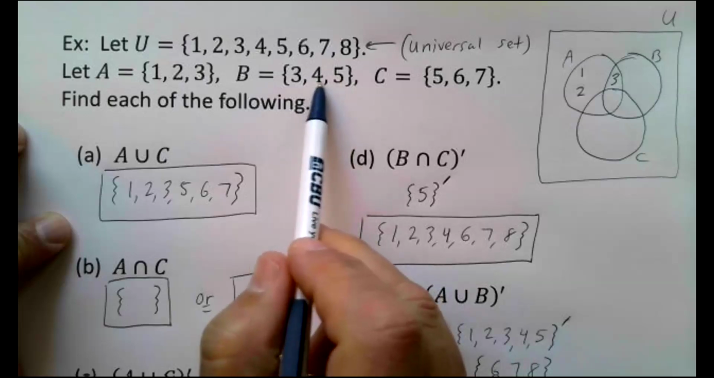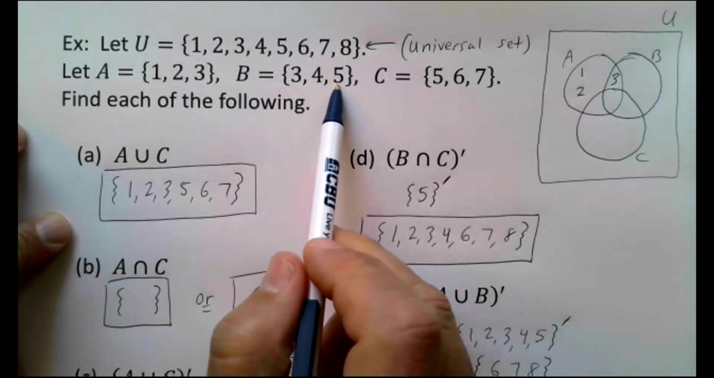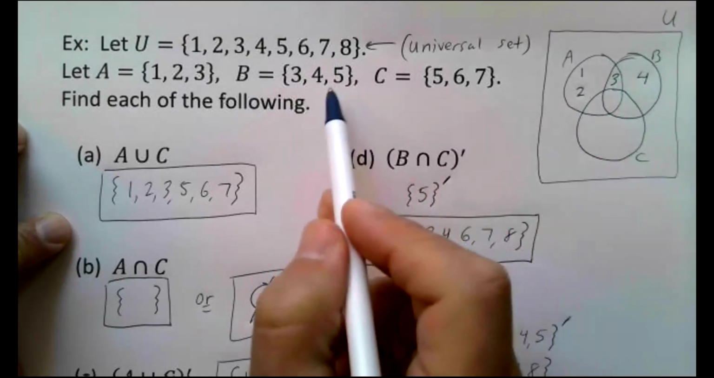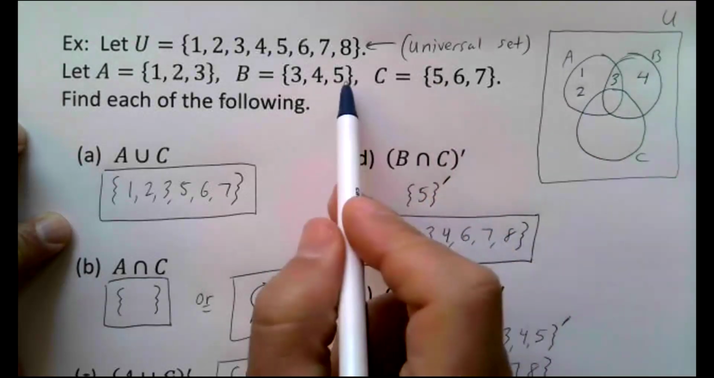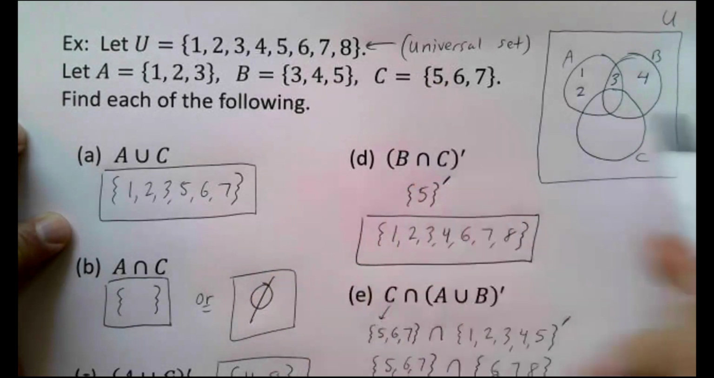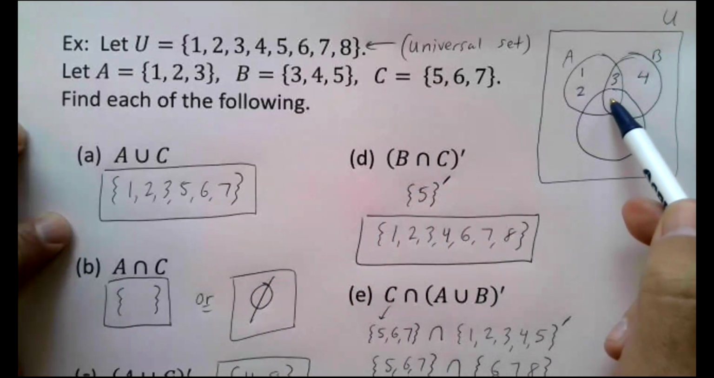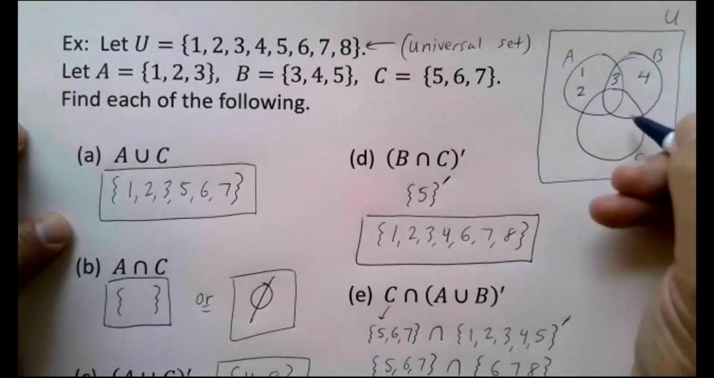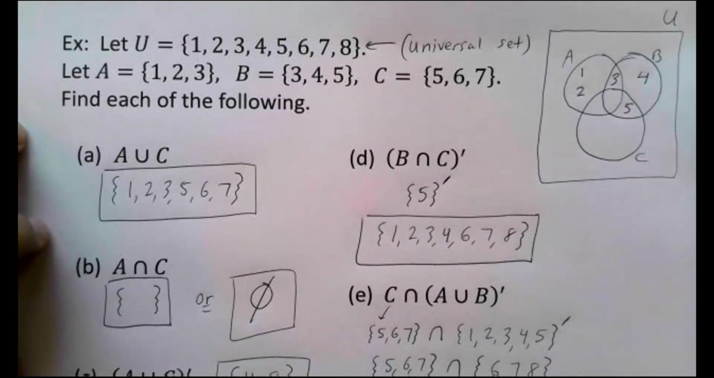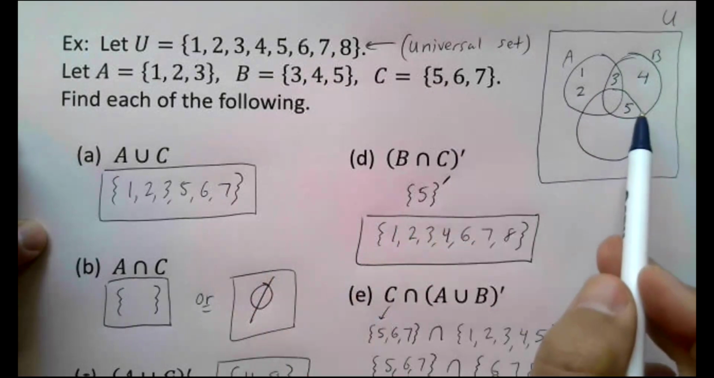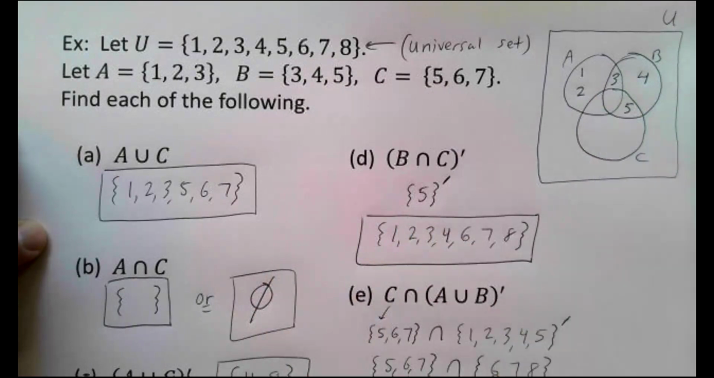And then the 4 and the 5 need to be in the B circle. The 4 is good to put right here, but notice the 5 also must show up in the C circle. So I need to put the 5 in the place where the B and C overlap, but I don't want to put 5 right there because it's not in the A circle. So 5 needs to go right there. 5 needs to be in both the B and the C at the same time, but not in the part that also overlaps with A, not in that middle part.